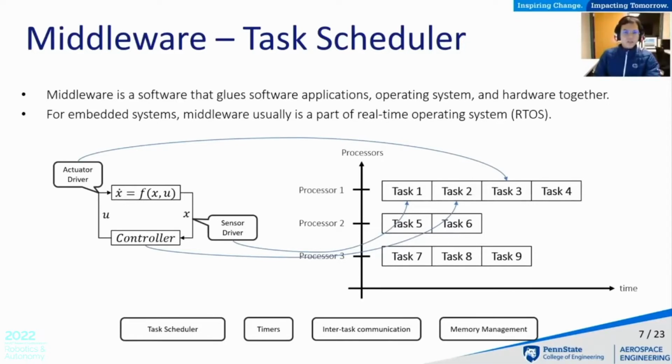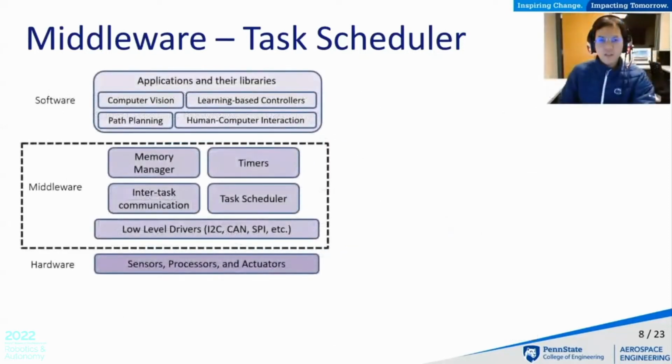We can see that several auxiliary software components, which are defined as middleware, are required in order to execute our simple controller. This diagram shows the general stack of the system, starting from the high-level software application to the middleware and to the low-level hardware. There are some examples of high-level software applications that we may have heard of, including computer vision, learning-based controllers, and path-planning algorithms.